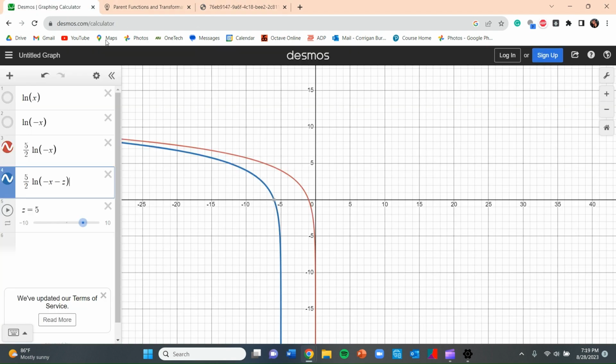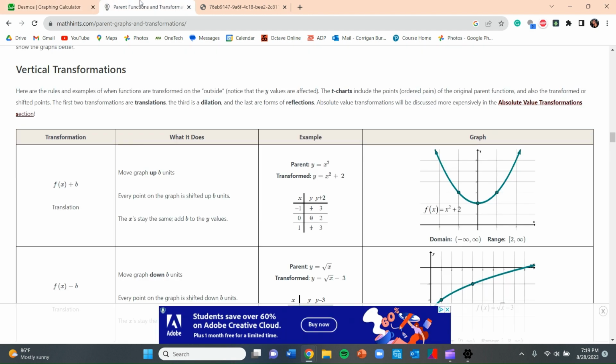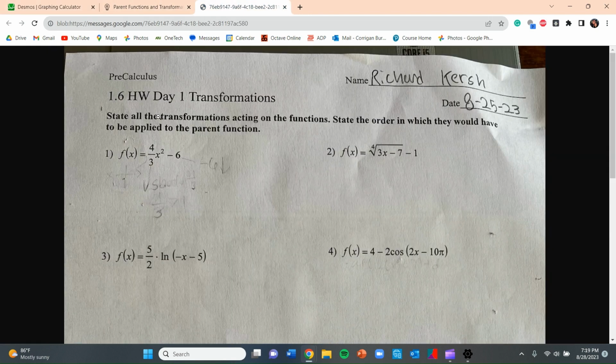So our first step was we had our parent function, then we reflected it across the y-axis. And then our next step was we had a vertical dilation or a stretch by a factor of 5 over 2. And then we had a horizontal translation to the left 5. That would be the order of transformations.